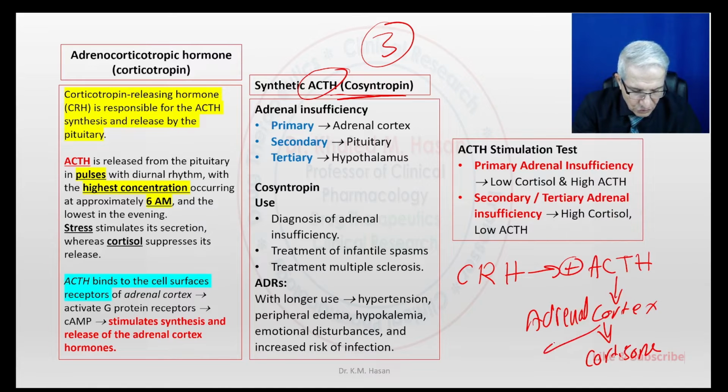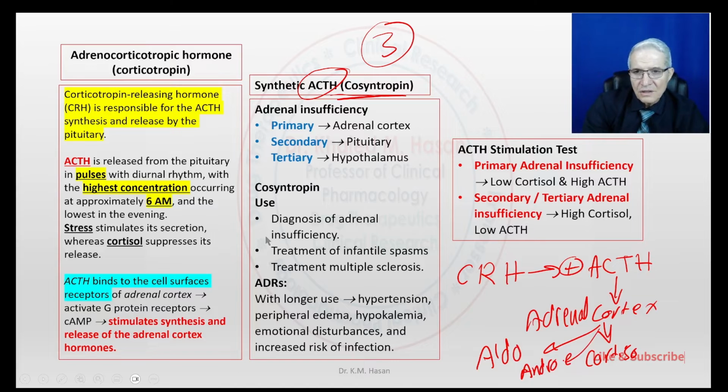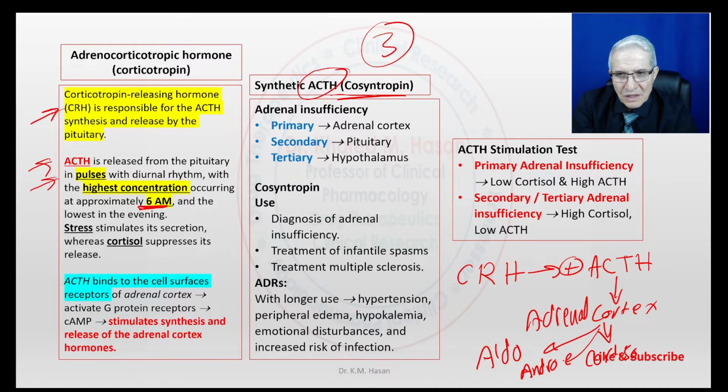And what else? To release aldosterone and androgen. So you can see here we have the CRH control the ACTH, and ACTH is released in pulses, with a higher concentration at 6 in the morning. And we covered this topic in the adrenal cortex, adrenal gland in a separate lecture. But this one is very nice to learn about.